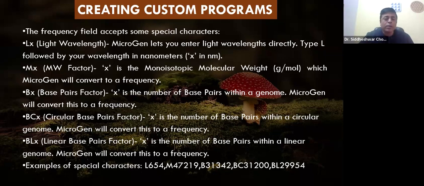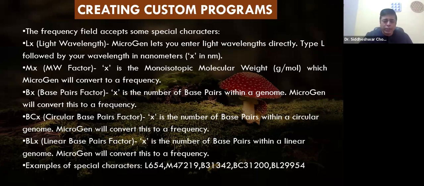So if you have that data with you, you can convert it to frequency easily. If you have a circular base pair value available with you, then you can use the prefix BC followed by X, where X is the number of base pairs within a circular genome. Okay. Then linear base pair genome. If you have the factor for that available, the code for that is capital B, capital L, followed by X, where X is the number of base pairs within a linear genome. Okay. So MicroGen will convert this to a frequency.